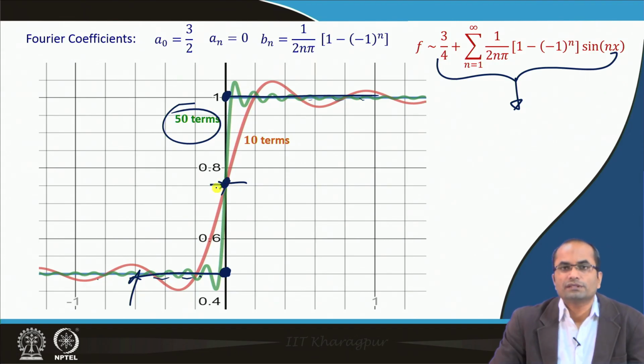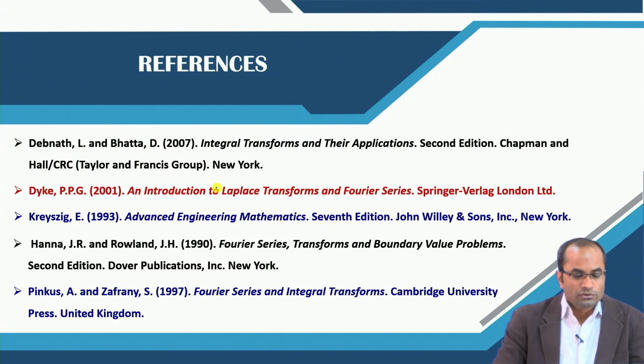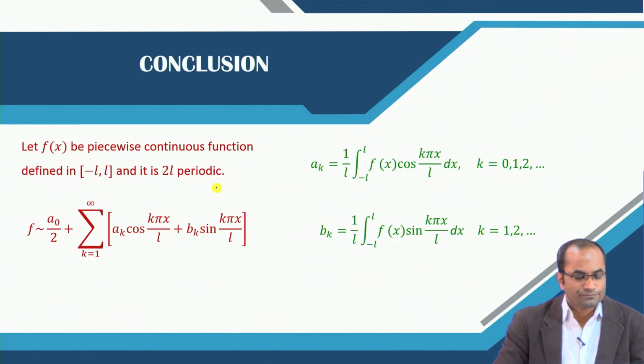So, that is what we will see in the next lecture, where we will discuss the convergence of the Fourier series: under what condition it will converge, whether it will converge to the given function or to some other function, and what that function will be. All these discussions will take place in the next lecture. Here we have the references used for preparing this lecture.